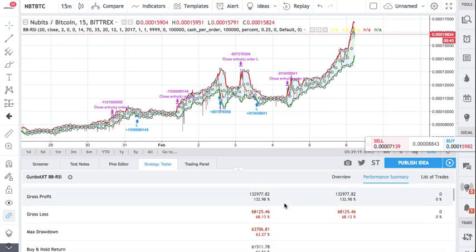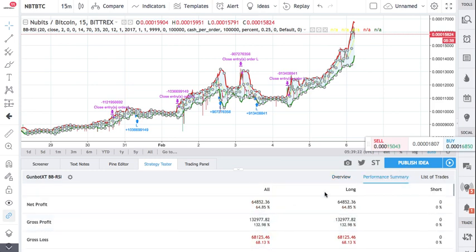So we got 64 there, buy and hold 61. So you're going to average out here holding versus not holding. But at the end of the day, you're not going to have a massive bag, which you might have even if you just bought and held.